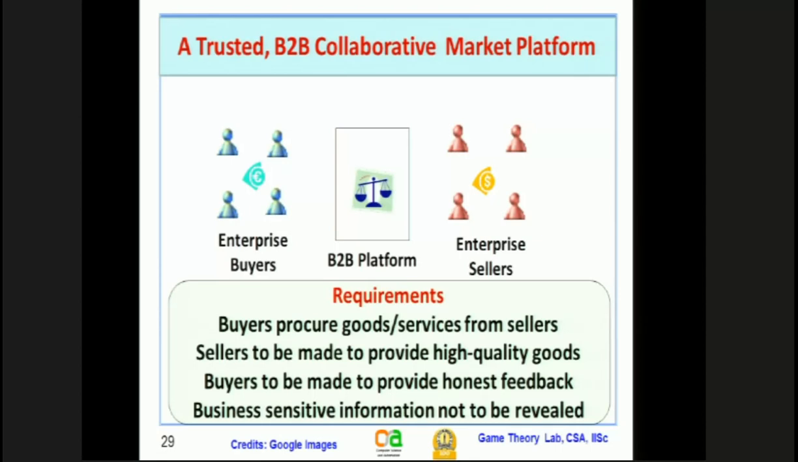So you are now trying to talk about a global B2B platform where you have buyers and sellers who may not know one another. We would like the sellers to offer only high quality goods. We would like the buyers to give honest feedback about the products or services that they have received. And we would like information access to be highly selective. So we would like to achieve all these objectives.